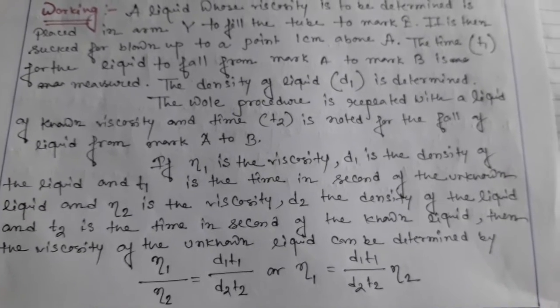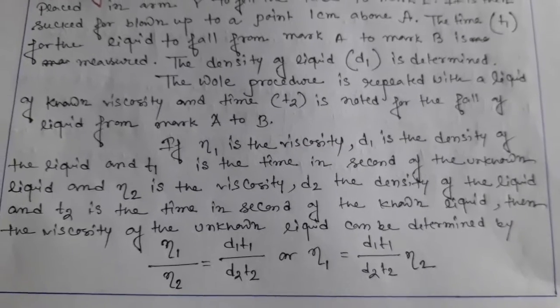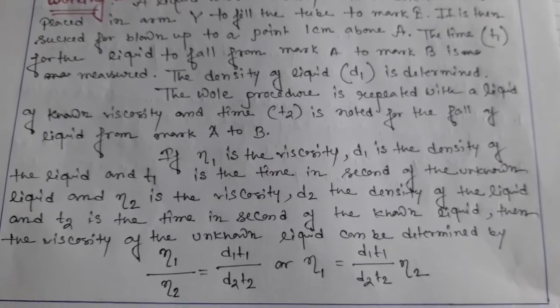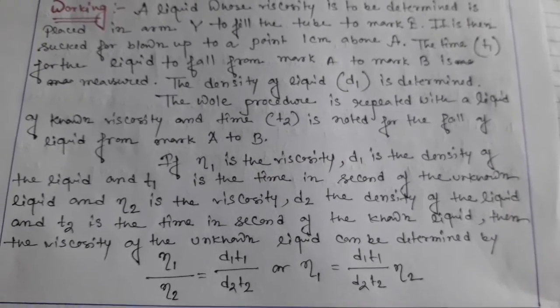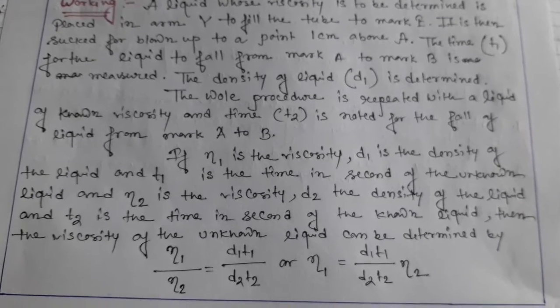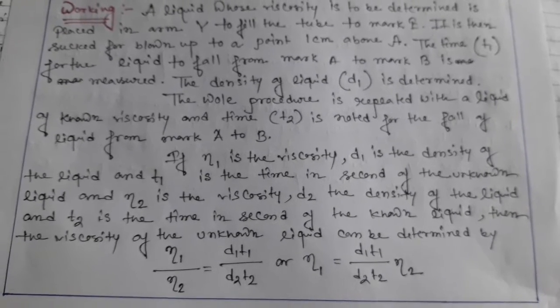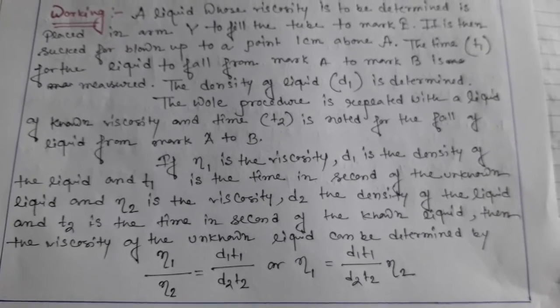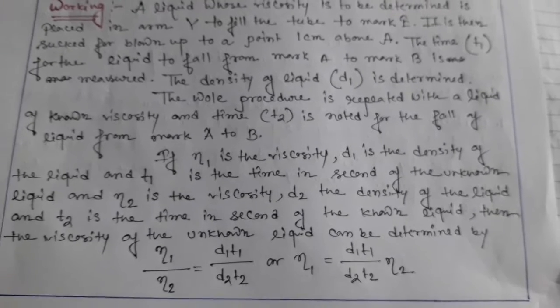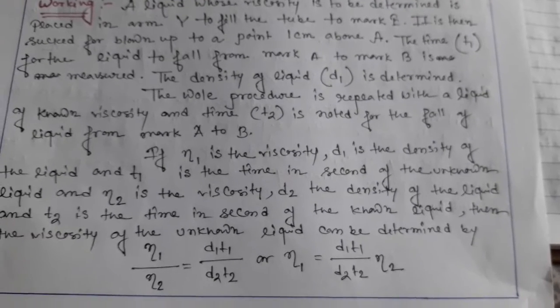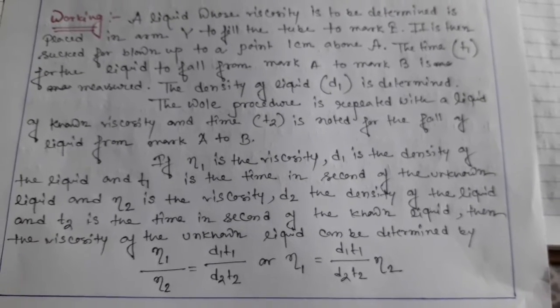The density of the liquid, denoted by D1, is determined, and the whole procedure is repeated with another unknown liquid. Then you write the time T2, which is noted for the fall of the liquid from mark A to B, same process.